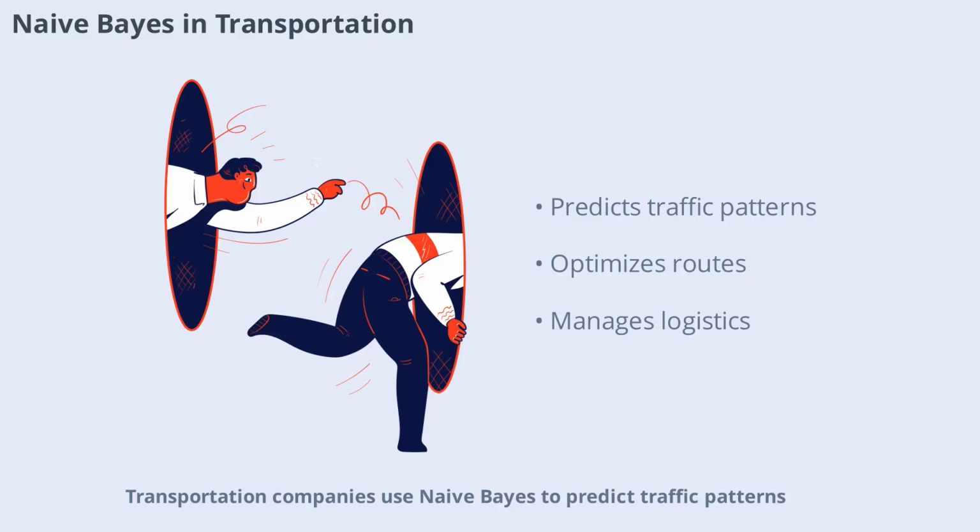Transportation companies use Naive Bayes to predict traffic patterns, optimize routes, and manage logistics. By analyzing data from sensors and GPS, the algorithm helps improve efficiency and reduce delays.